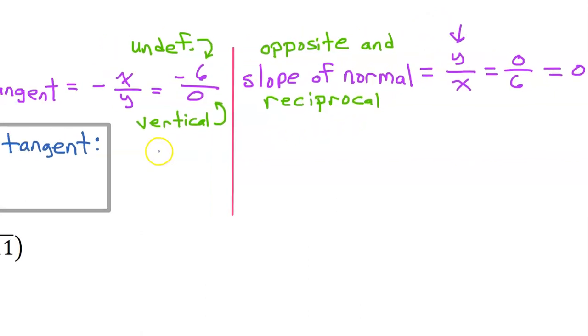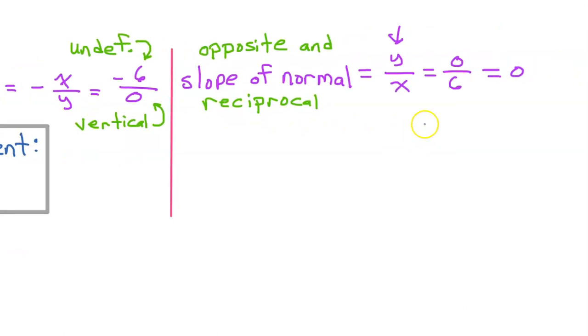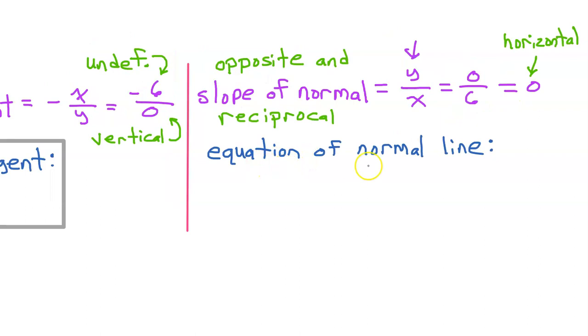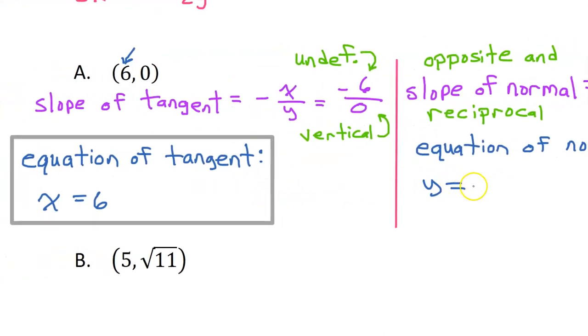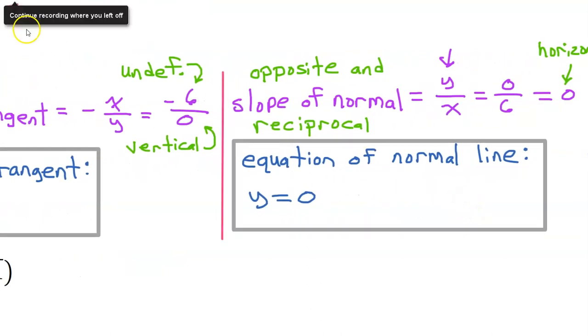So we didn't really need this expression to find that. We knew that the tangent line was vertical, which meant that a perpendicular line would be horizontal, giving us a slope of 0. So let's write the equation of the normal line. Because we know this is a horizontal line, then it's going to be y equals something. And we can tell what the number is because of the y value. The y value is 0. So the equation of the normal line will be y equals 0.